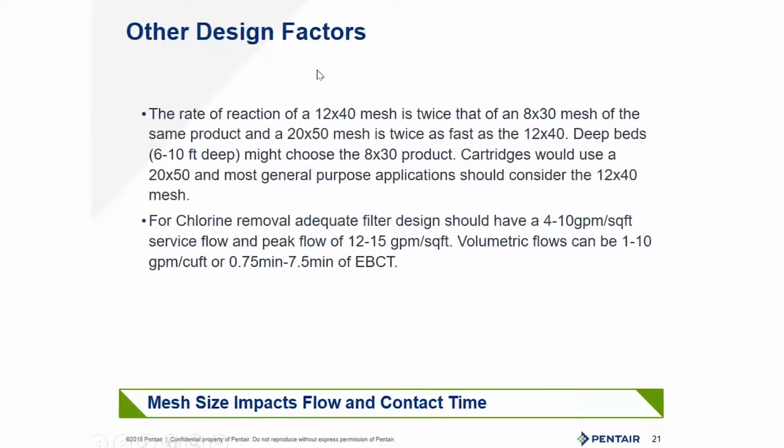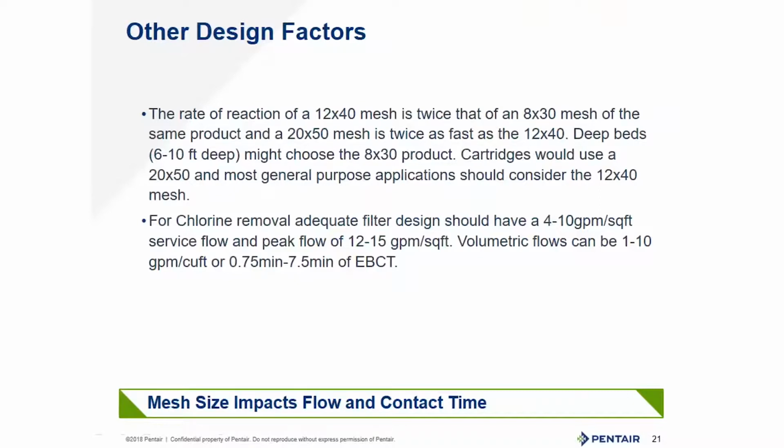So other design factors, we got to take mesh size into this as well. The reaction rate of a 12 by 40 mesh is twice that of an 8 by 30 mesh of the same product. So you can get twice as much reduction just by changing the mesh size. So the same exact activated carbon, just ground to a different mesh size, can give you better extraction. But it's also going to limit flow because you're creating a tighter packed column.